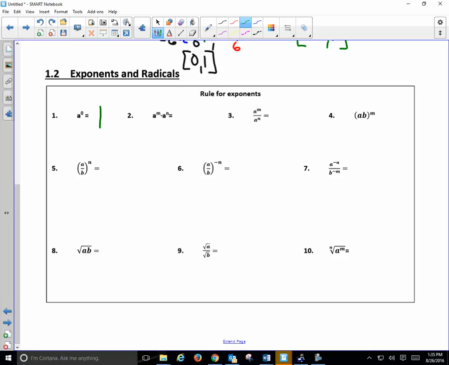There's always a reason. Okay, on 2, we have a to the m times a to the n. They have the same base, so what do you do to the exponents? You add them, so a to the m plus n. And what if you're dividing? What do you do to the exponents? You subtract, so a to the m minus n. What if there are two terms, both a and b, being taken to an exponent? You take a to that exponent, and you take b to that exponent.